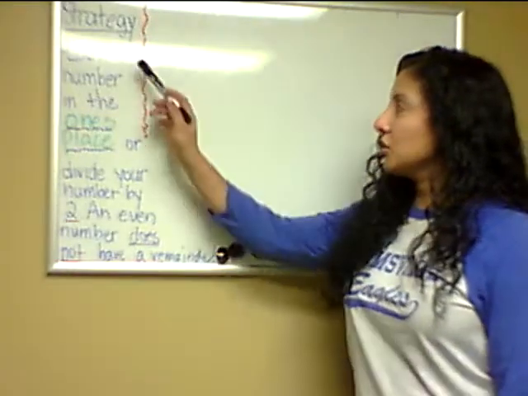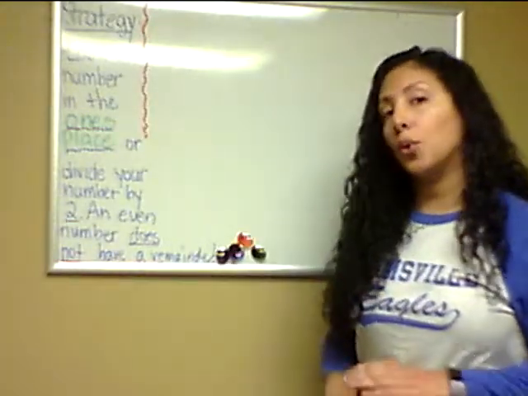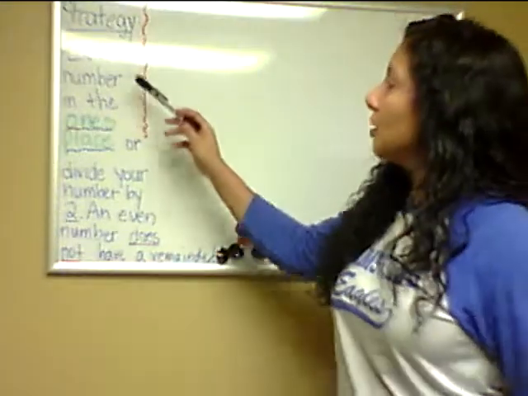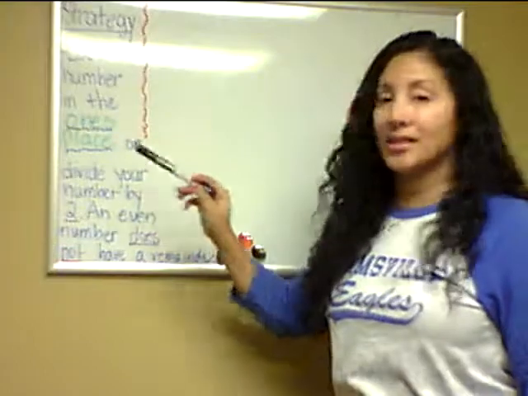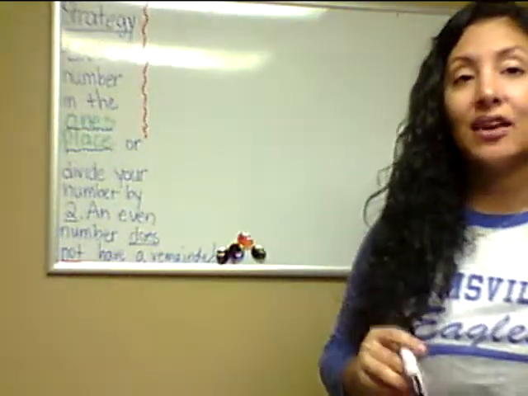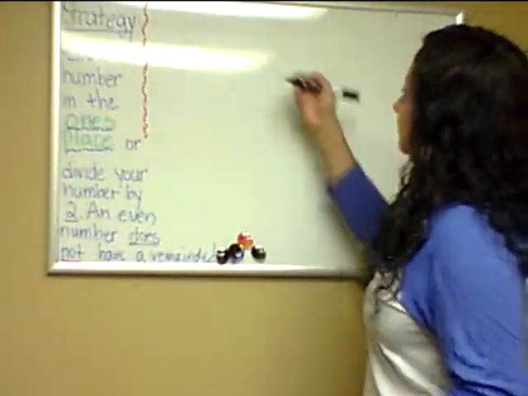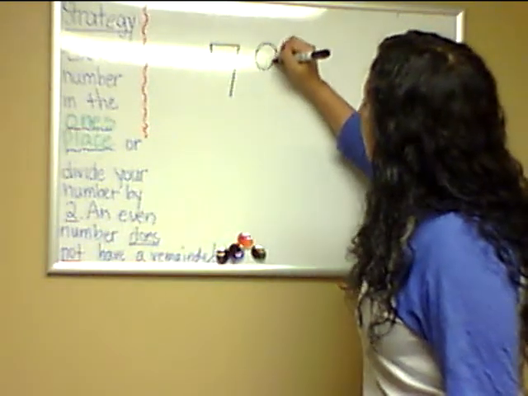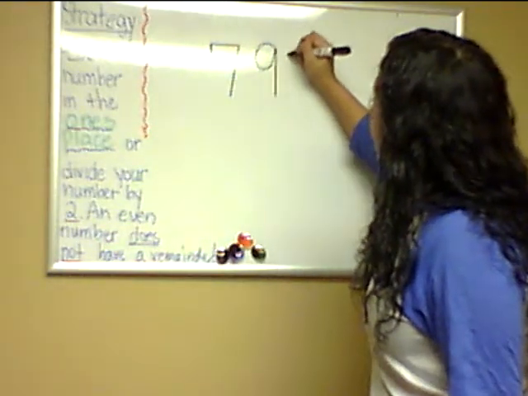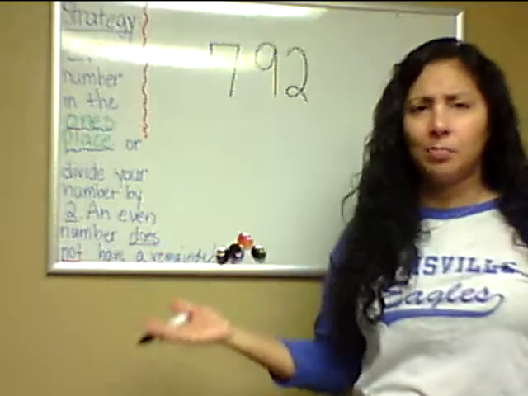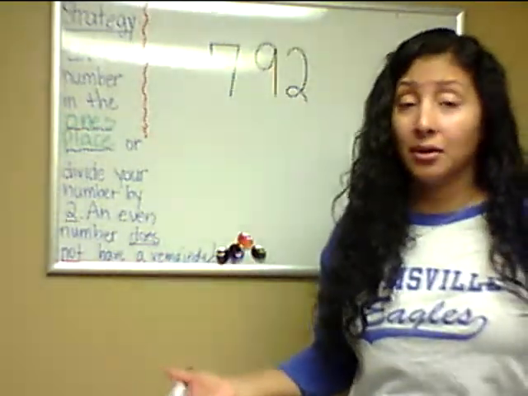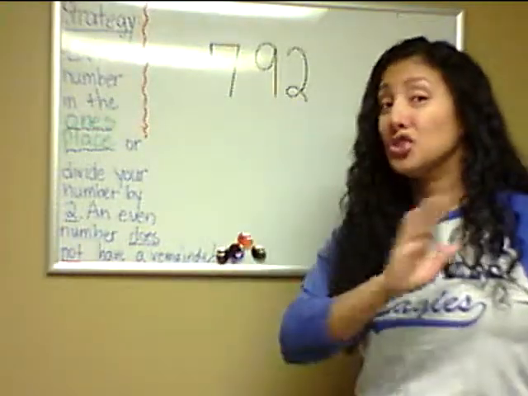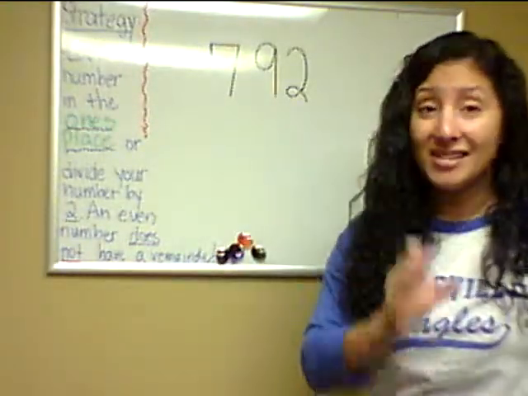Alright, so our strategy that we learned today is, in order to know if a number is odd or even, you want to look at the number in the ones place. Let's see if we can practice this together. Let's say we have the number 792. It's a big number. It doesn't matter because our strategy to identify if it's odd or even is just to look at the ones place.